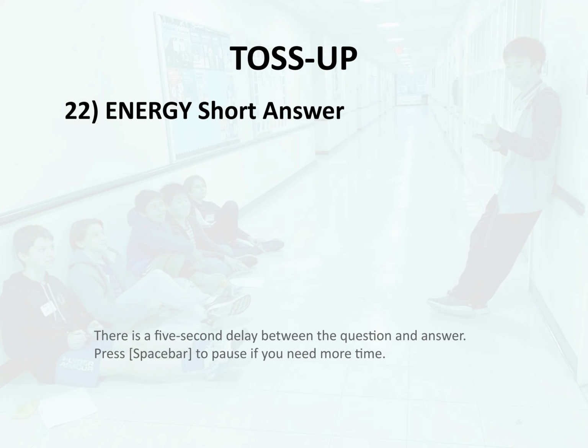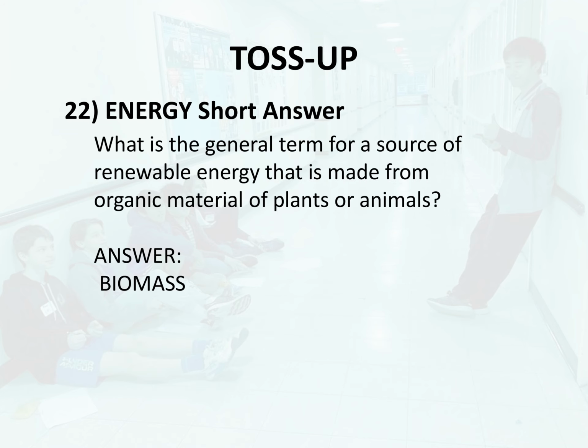Toss-up 22. Energy. Short answer. What is the general term for a source of renewable energy that is made from organic material of plants or animals? Answer: biomass.